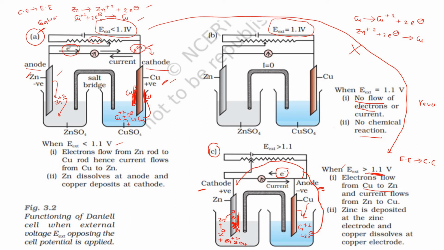This is what? Galvanic cell. This can act as what? Electrolytic cell. This is what? Electrolytic cell. Right? Now, here it is not acting as any type of cell. It is neither an electrolytic cell nor a galvanic cell. So, no reactions are taking place.